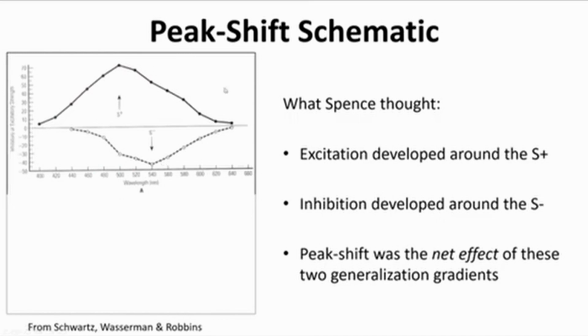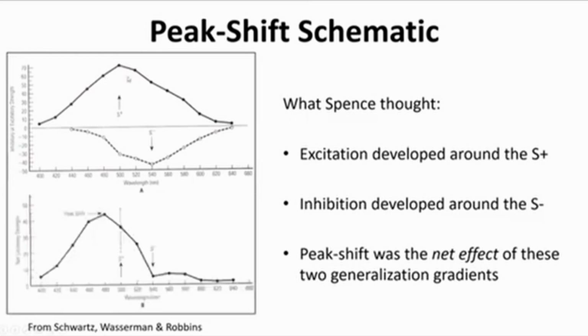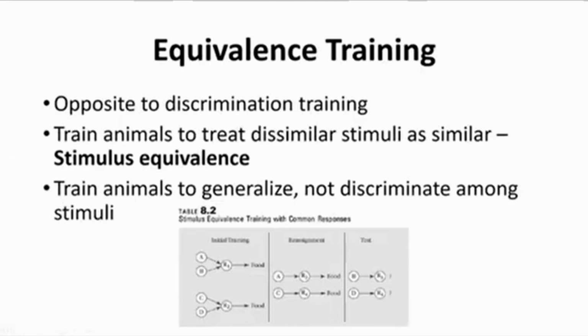So if we add them together and average out what we're seeing here, we get something that looks like this, where because of this negative curve underneath, we see less responding at the S plus, and that peak shift occurs. S minus is still going to be a fairly low point of responding because that's such a negative point here, but we just average the two lines together and get something that looks like this. Okay, so that's us talking about discrimination training.